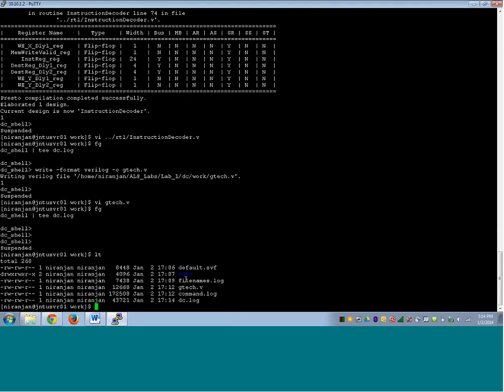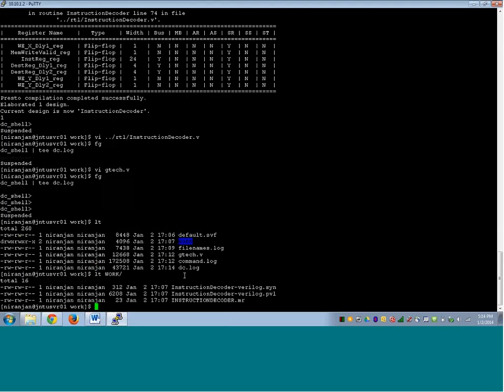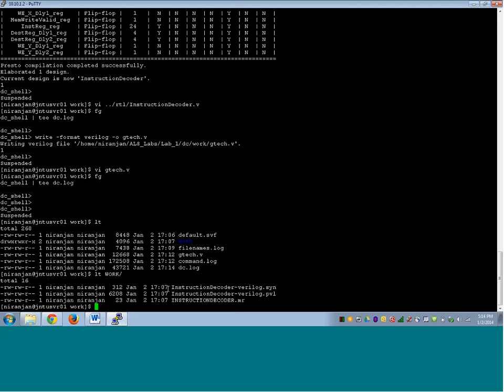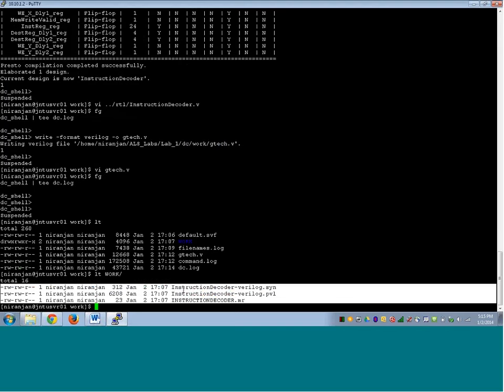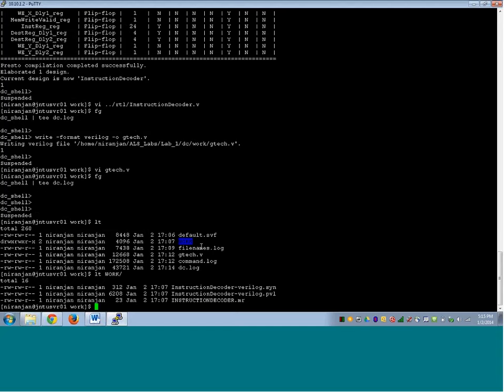It created a directory called work. Inside work, there are a few binary files. We read a module called instruction decoder, so these are the intermediate files that Design Compiler generates for us. They are not used by us, but entirely by the tool. Do not worry about that, but it is good practice to create a work directory and link it to the logical library work whenever you are working. Otherwise you dump a lot of files in the present working directory, which you do not want. You want this area to contain your log files only. So it's good to create a separate directory and point Design Compiler to that one for writing out these intermediate files.